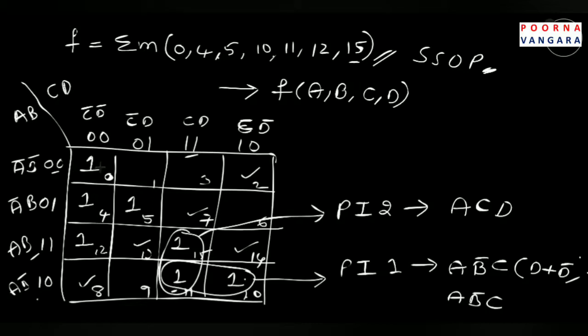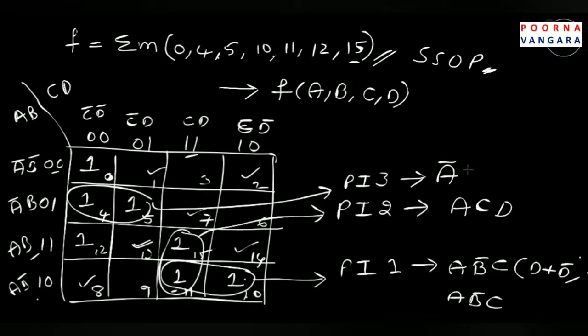Now, let us consider the 5th cell. The 5th cell has 1, and the 7th, 1st, 4th and 13th cells are the adjacent cells, but only the 4th cell has 1. So the maximum possibility of grouping is a pair, and this is prime implicant 3. It covers only one row, that is A bar B. It covers 2 columns in which C bar is fixed and D is varying. So I am eliminating that D.